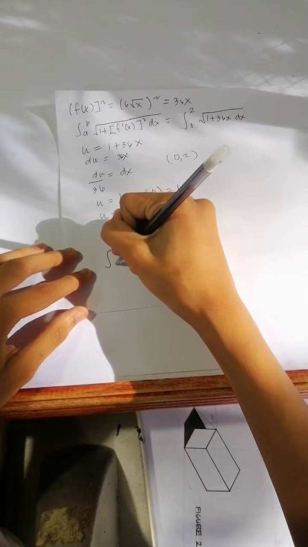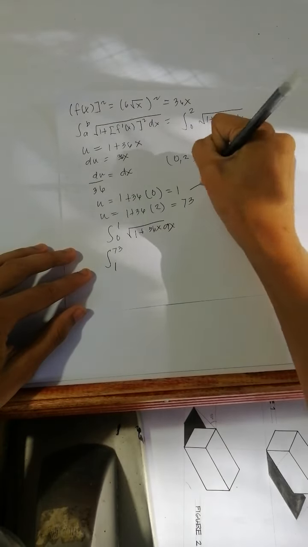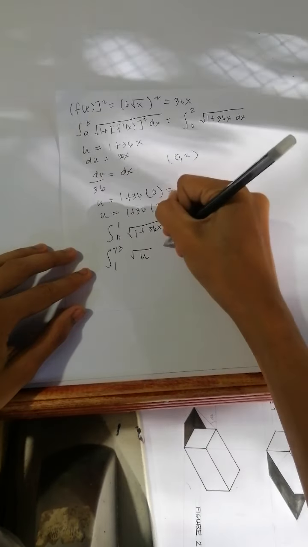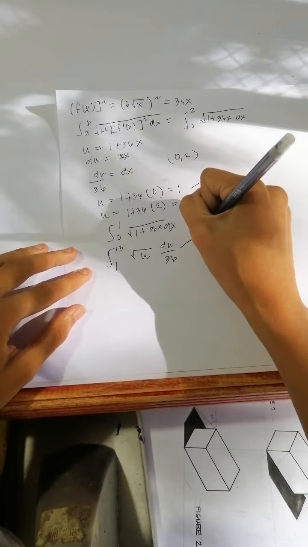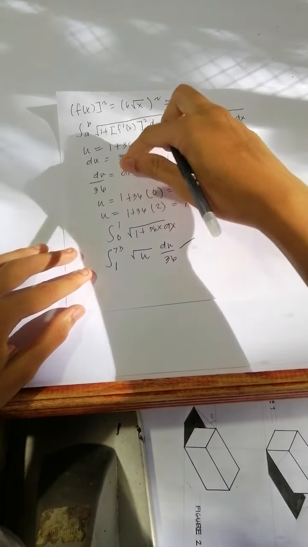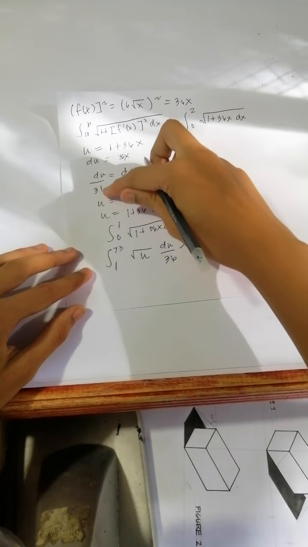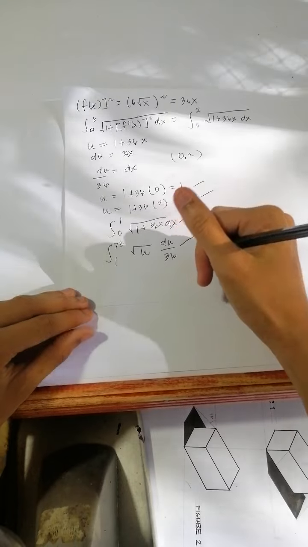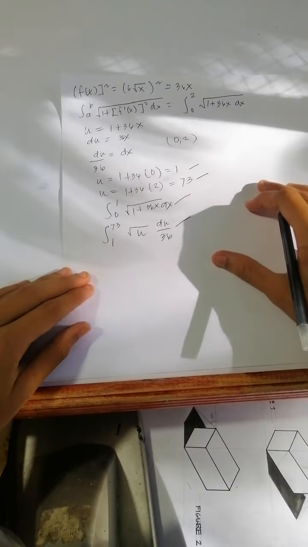Now you will substitute 1 and 73 as the limits, which is this. You will have the square root of u and du over 36. This du comes from your dx, because this will substitute this dx, so your dx is du over 36. So you will have this. Now let's move on to the next step, which is the integration.